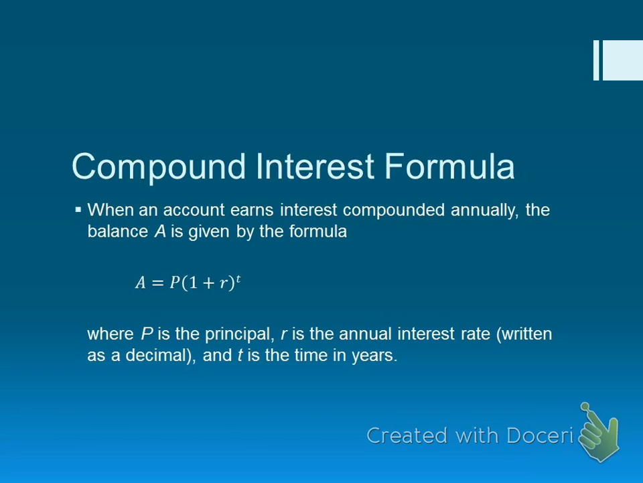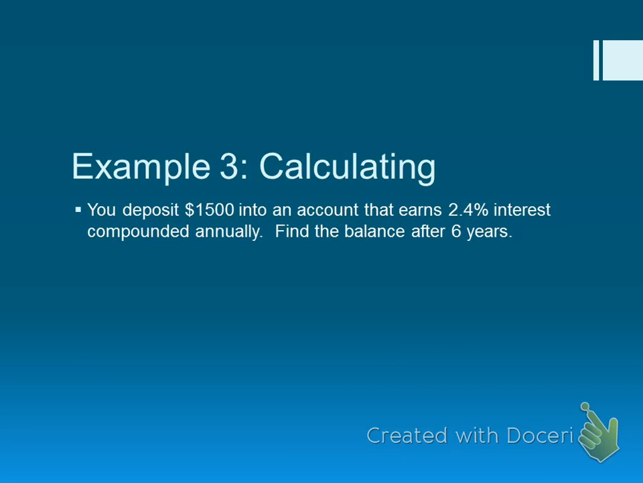Okay, now this is the last formula that you need to know, and you must have it memorized. A equals P times 1 plus R in parentheses raised to the power of T. All the variables still mean the same thing. P is principal, A stands for the possible interest, R is the rate, T is the time in years. Okay, so let's look at how this looks in a question, okay? It says you deposit $1,500 into an account that earns 2.4% interest.